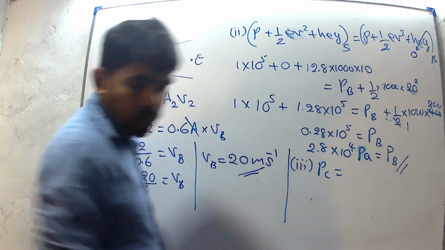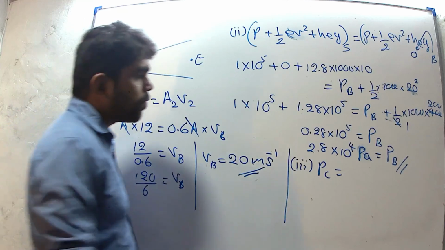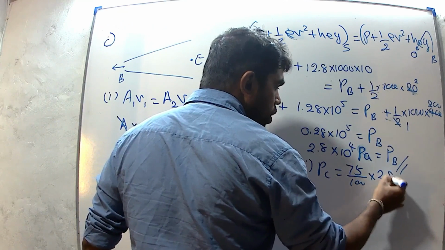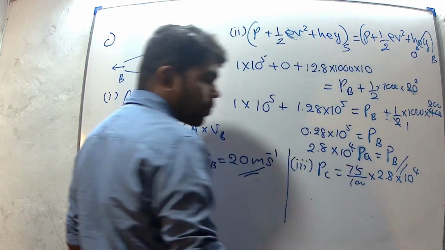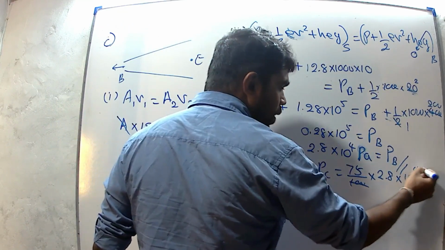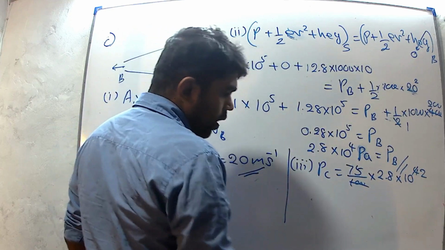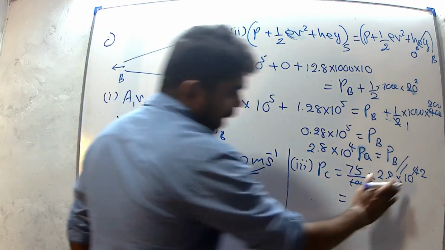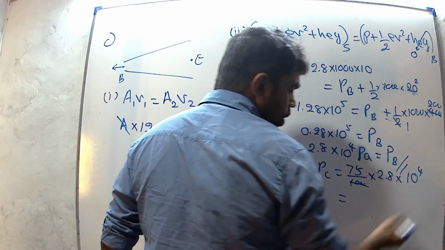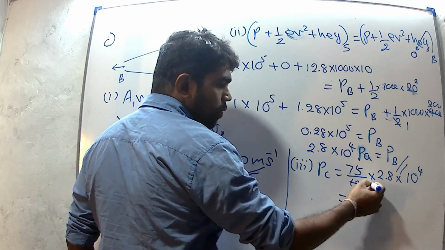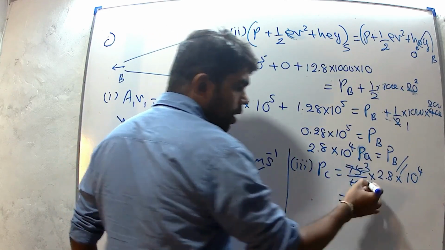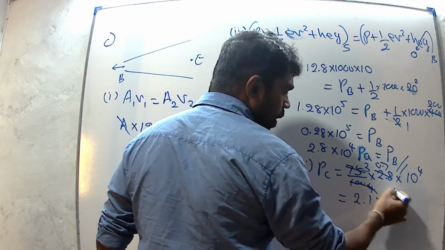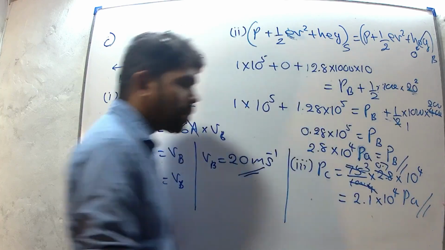PC should be equal to 75% of this pressure. 75% of 2.8 into 10 to the power 4. We can cancel out 10 to the power 2. I will cancel it with 75. Divide by 25, 4. Divide by 25, 3. 7 into 0.7. Then 2.1 into 10 to the power 4 Pascal. It is the pressure at point C.